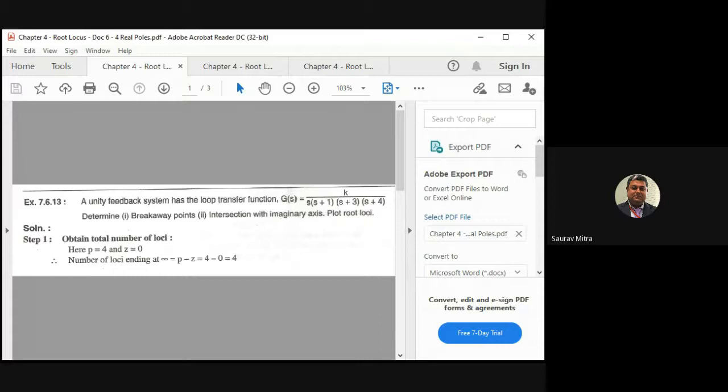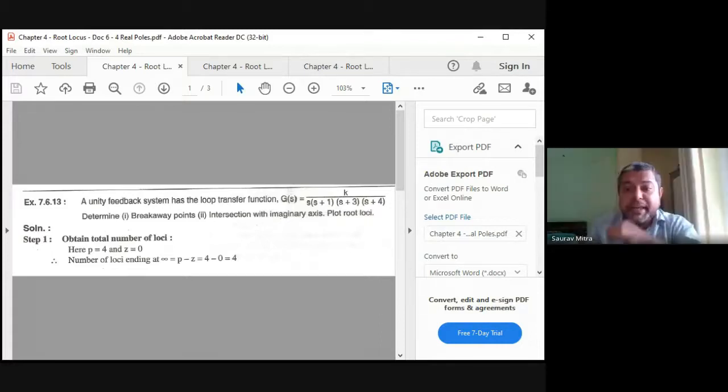The difficulty level we will keep on increasing by adding zeros to the system, or adding imaginary kinds of poles and zeros to the system. This is the simplest kind of numerical, where only real poles are there. This is the easiest level. Next, I will keep on adding zeros: 1 zero, 2 zeros, 3 zeros in the systems.